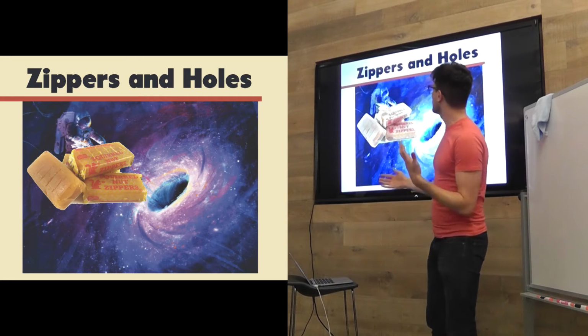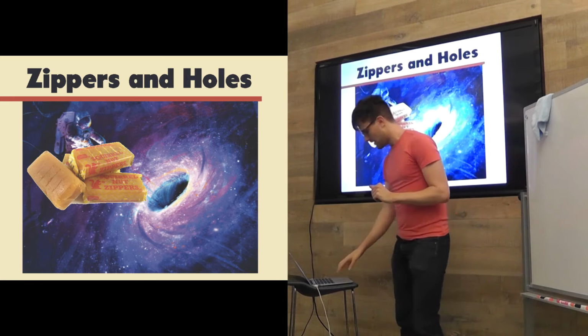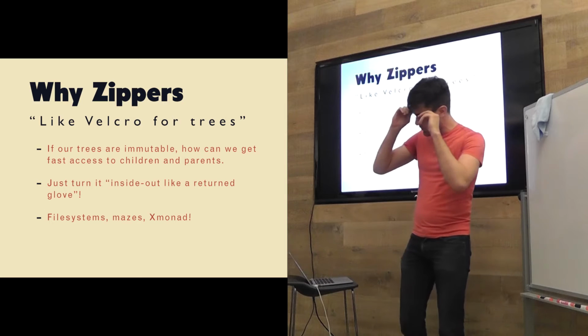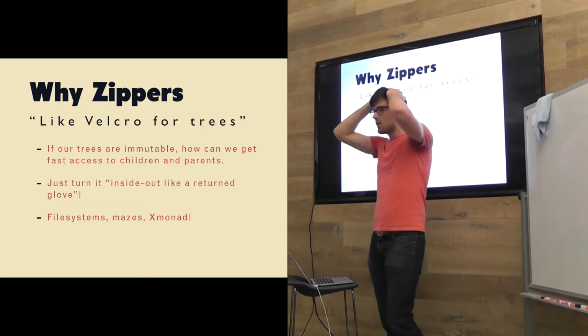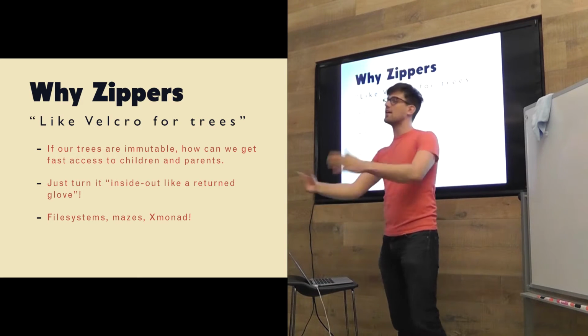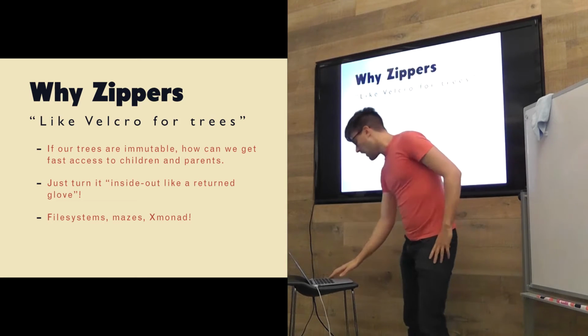So now we're going to move on to zippers and holes. Yeah. So what are zippers? Well, as the paper that he cites explains, zippers are like Velcro for trees. So moving on.